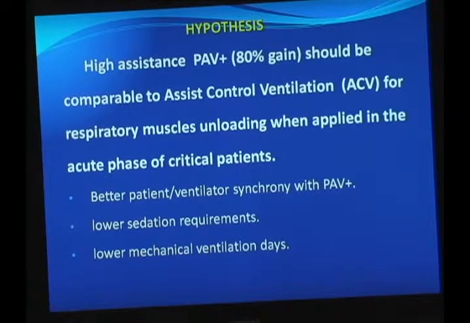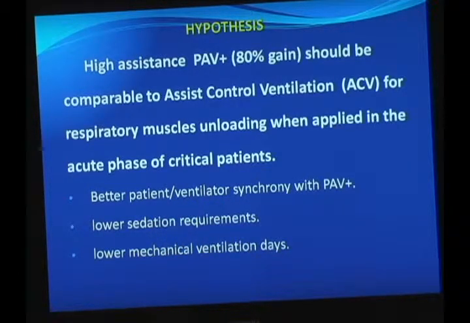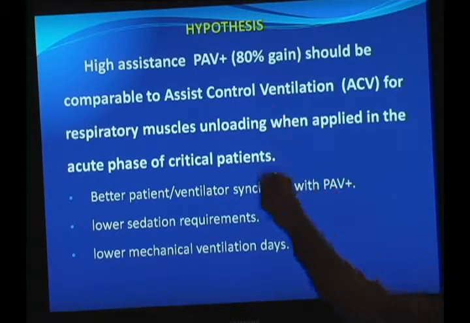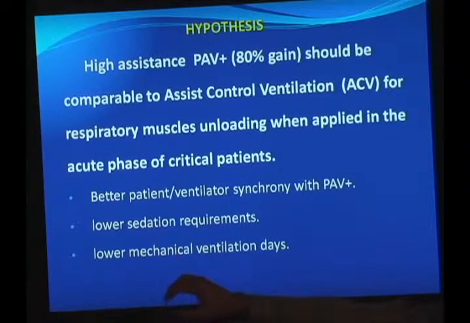The projection was that there should be a better patient-ventilator synchrony in patients with proportional than in patients with control, that then they will need lower sedation, and probably they will account for fewer days on the ventilator. This is how our positive approach was. Any bias about that? Do you think that can be reasonable? Yeah?